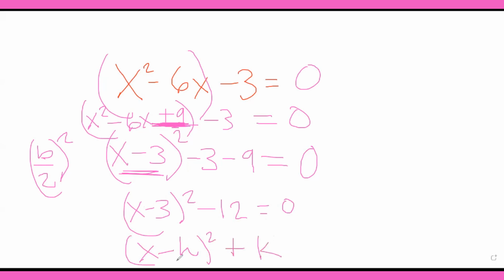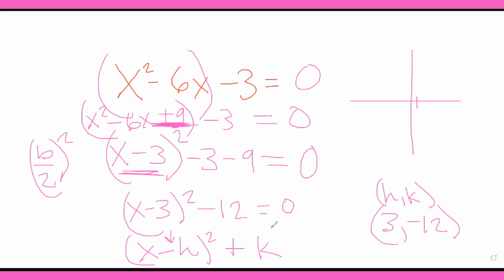But in this format, you can see now I'm in vertex form, x minus h squared plus k. So if you remember, the standard is minus, so my h is just the 3, and then the k is the sign that it is, so that would be negative 12. So my vertex, h comma k, is 3, negative 12.